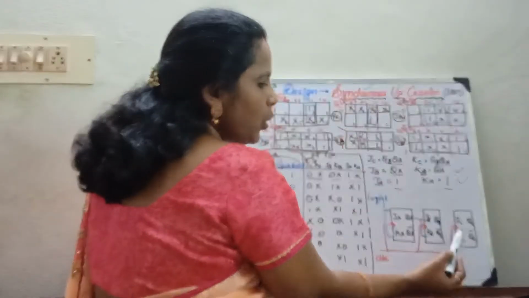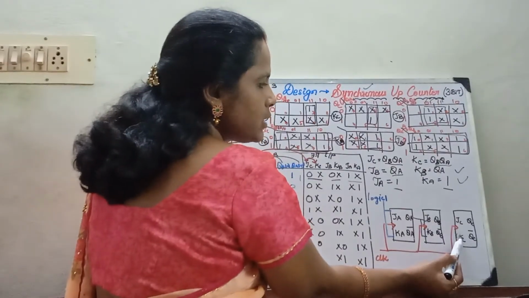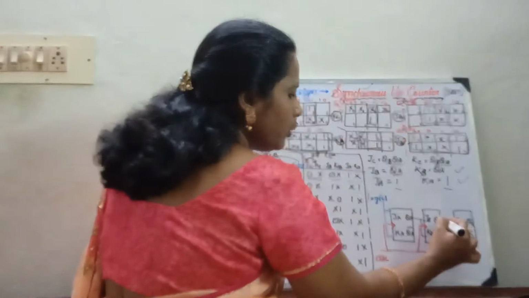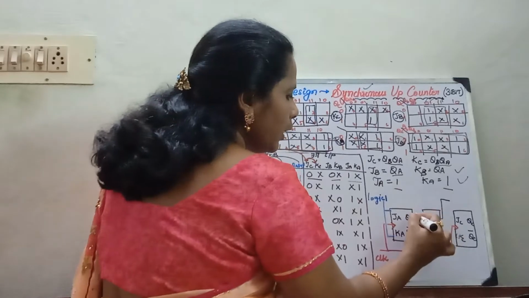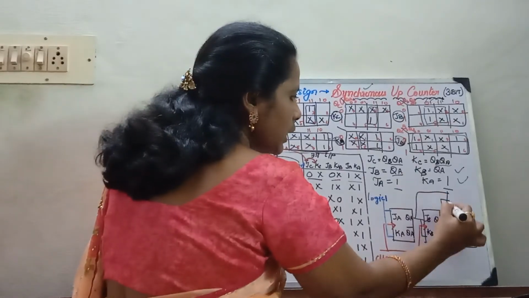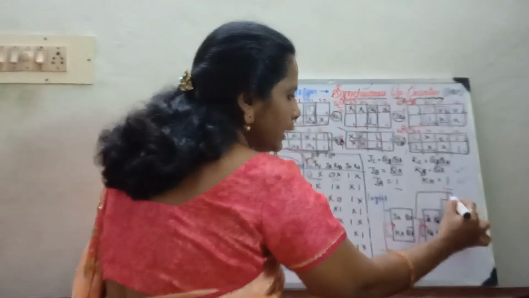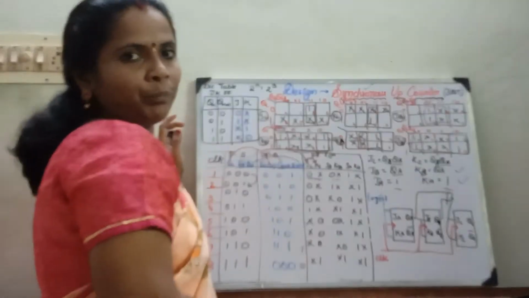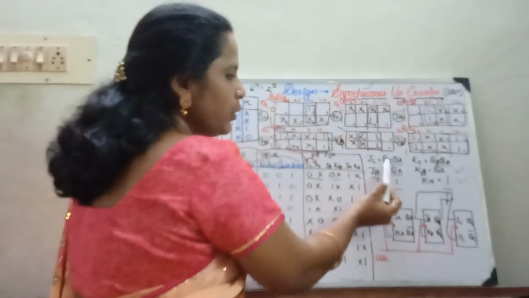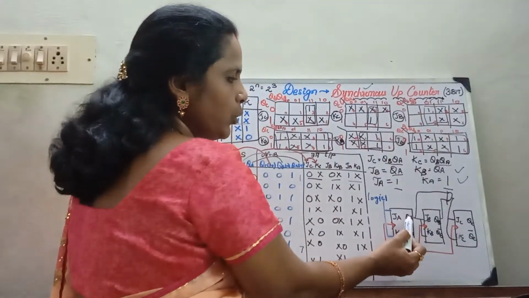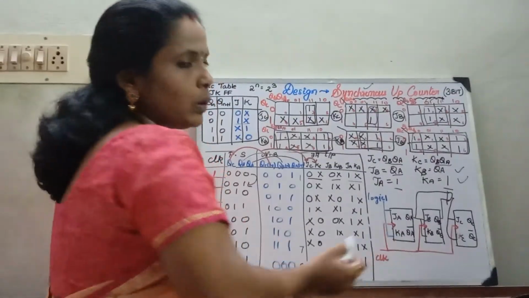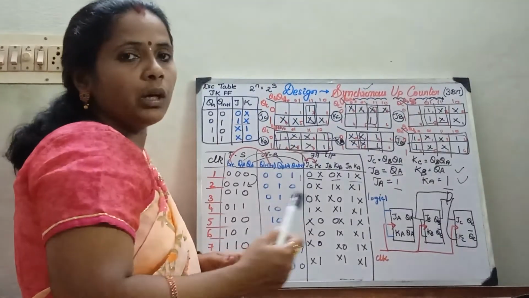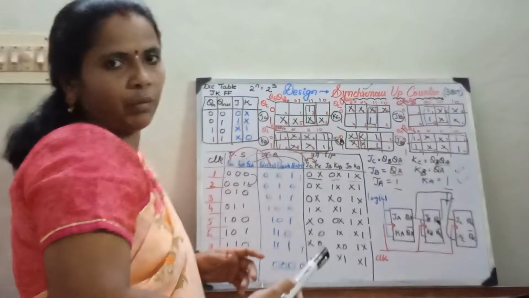Now what is the input for JC and KC? It is nothing but QB into QA, right? So here QB and QA is a multiplication function. So put an AND gate and connect it to your JC, KC. That's all, right? So the output is QB into QA. Take the output from QB and QA, put an AND gate, connect it. That's all. The design of the counter is done. So this counter will count the numbers from 0 to 7.